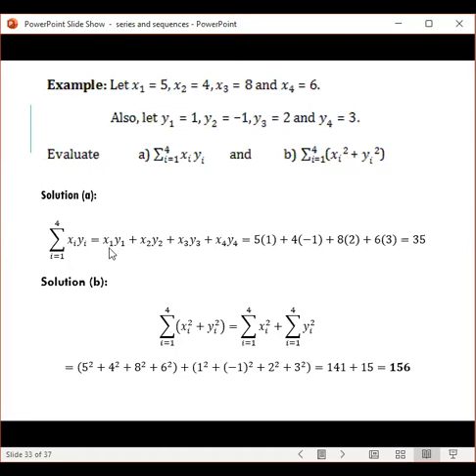So substitute our values. Our x sub 1 is 5, our y sub 1 is 1, our x sub 2 is 4, our y sub 2 is negative 1. Our x sub 3 is 8, our y sub 3 is 2, x sub 4 is 6, and lastly, y sub 4 is 3. So multiplying these terms, 5 times 1 is 5, 4 times negative 1 is negative 4, and so on. So add up all those products, you get 35. For letter B, is it 35 or is my calculation wrong? Kindly check.